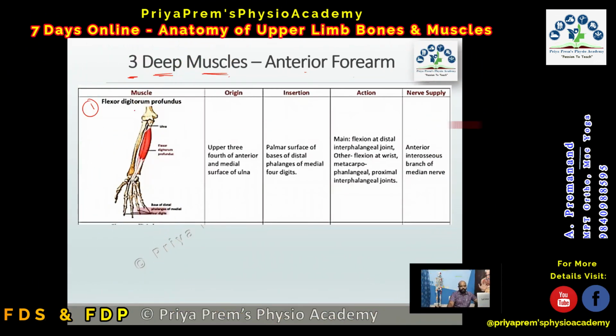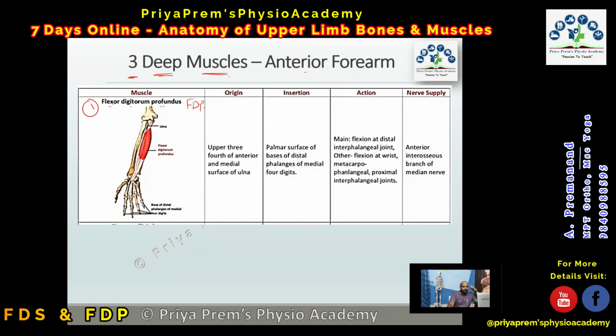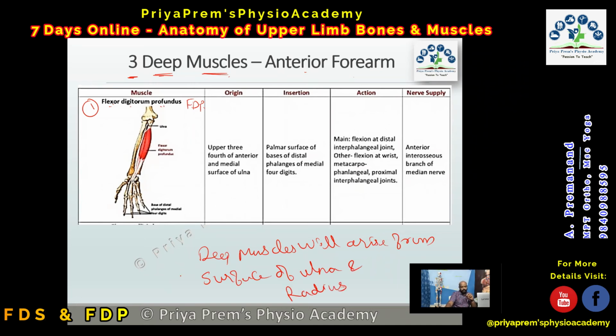Remember, now that you know what Flexor Digitorum Superficialis is, the deep muscle will be Flexor Digitorum Profundus, FDP. Now let us see where it comes from. All these deep muscles will not come from the medial epicondyle of humerus. They will come from the surface of the radius and ulna. Where will they come from? Deep muscles will arise from the surface of ulna and radius. This you need to remember. Because they are deep, they are just going to sit over the surface of those bones.